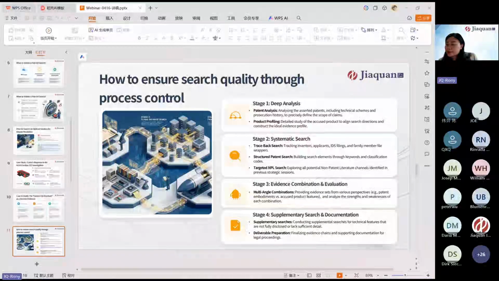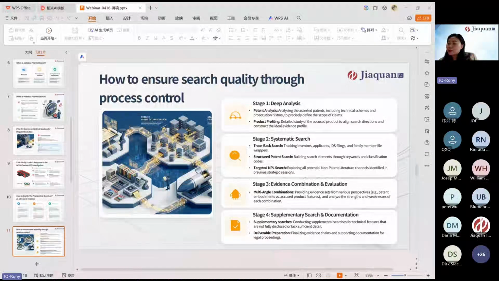And the second stage is the crucial search phase. Initially, we usually conduct a tracking search to obtain documents such as those from the same inventors or applicants as the patent, and the reference documents used during the co-pending examination of the involved patent. This process helps us quickly and efficiently identify key search directions. After the tracking search, we conduct a systematic search, which most people are familiar with, constructing search elements using keywords and IPC or CPC numbers.